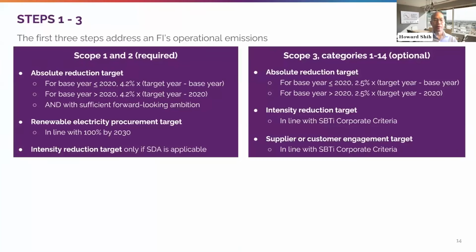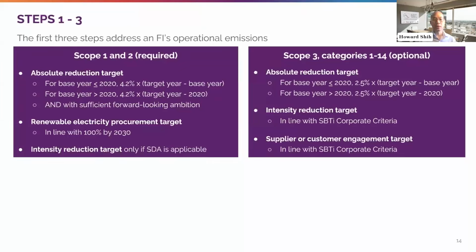The third step is then for the FI to decide whether it would like to set optional targets on its scope 3 categories 1 to 14 emissions, such as from business travel. And to be clear, this is optional. Meaning scope 3 category 1 to 14 is optional for FIs in both version 1.1 and version 2.